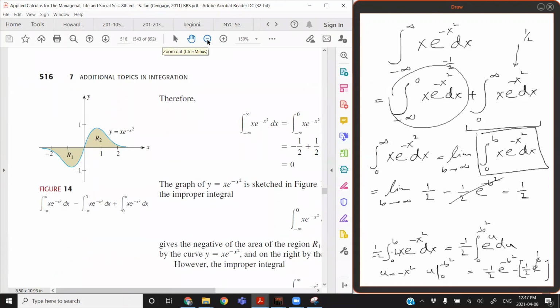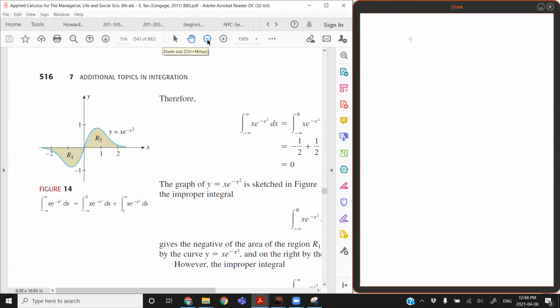I have a question. Yeah, go ahead. Could we do the antiderivative before breaking it down into two functions, like you did? That's actually a very good idea. You can do that. Yeah, so you say, I have x e to the power of minus x squared dx.